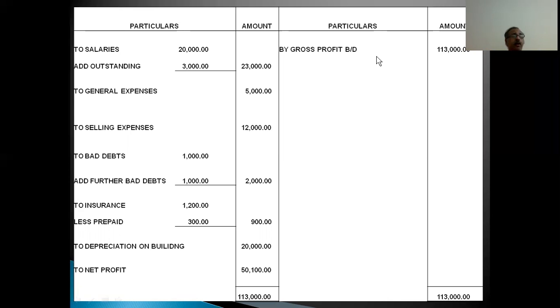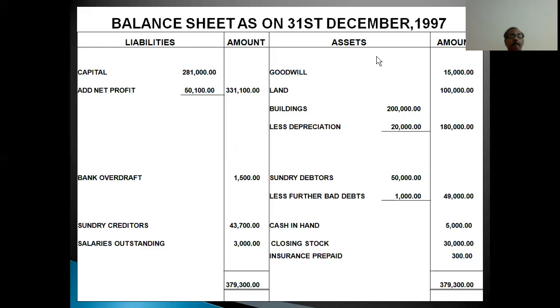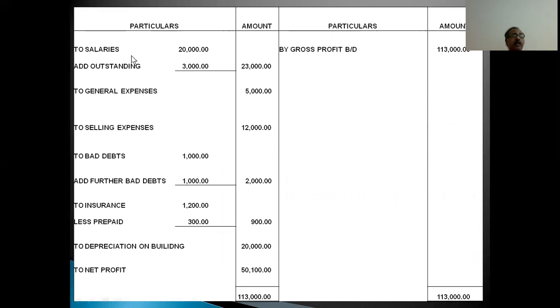Then here we are required to record various office, selling and distribution expenses. To salaries, inner column 20,000, add outstanding rupees 3,000, so 23,000 outer column. To general expenses rupees 5,000, to selling expenses rupees 12,000. To bad debts, there are certain adjustments: bad debts 1,000, add further bad debts 1,000, so outer column 2,000. To insurance, adjustment is there, inner column 1,200, less prepaid insurance 300, outer column 900. Depreciation on building rupees 20,000. There are no other items to be recorded in the P&L account.